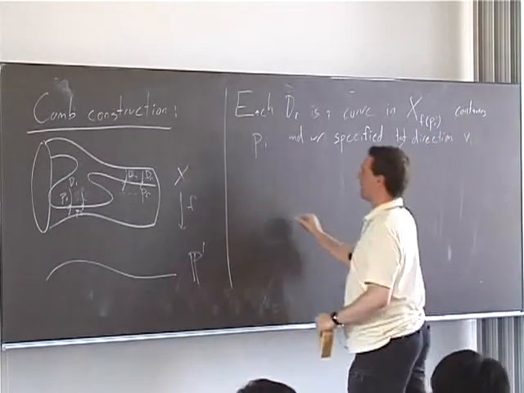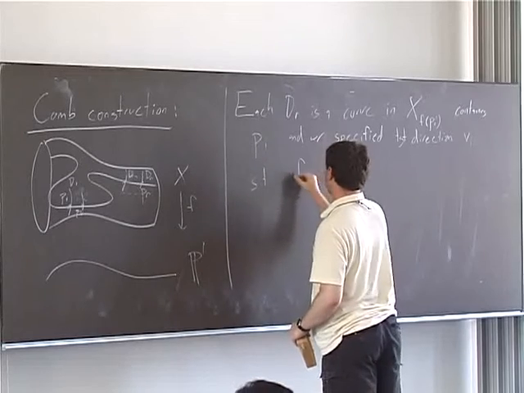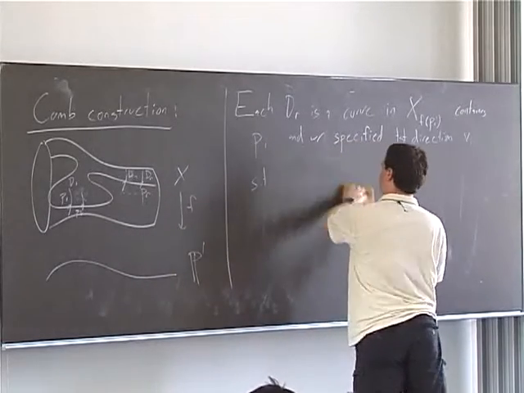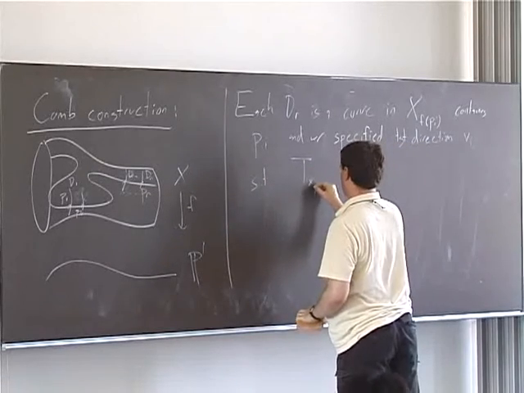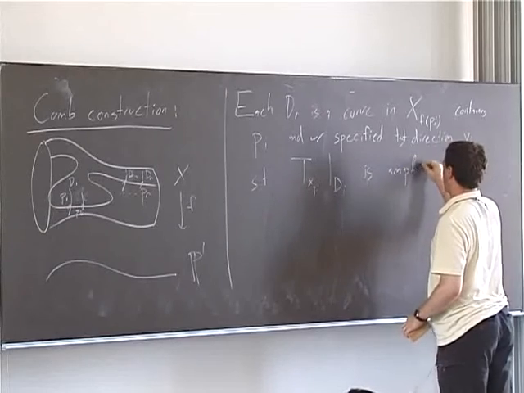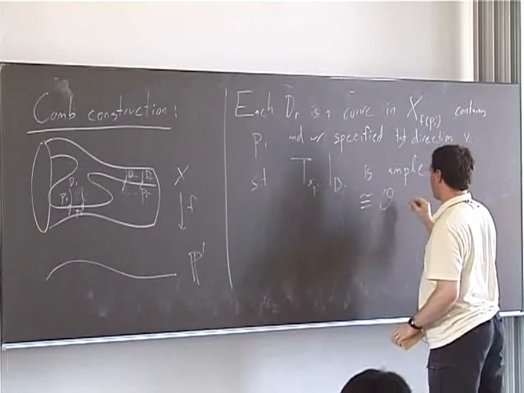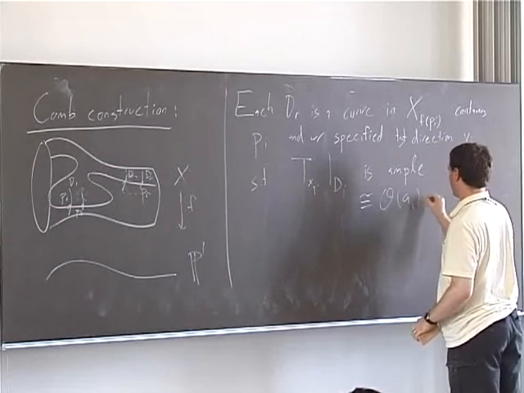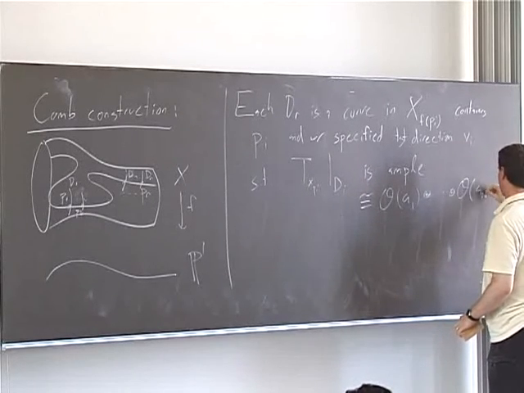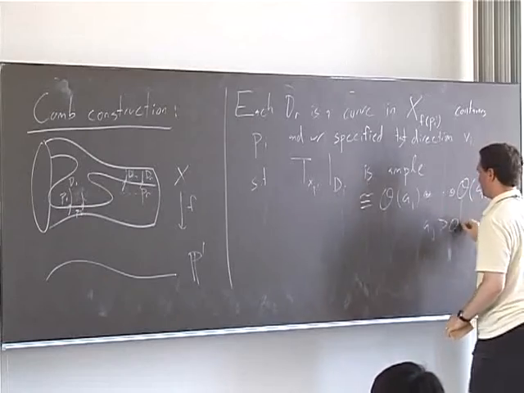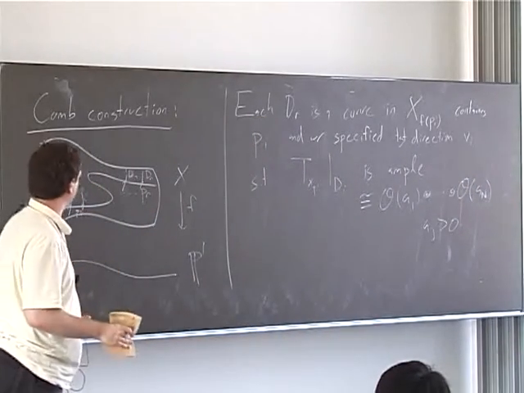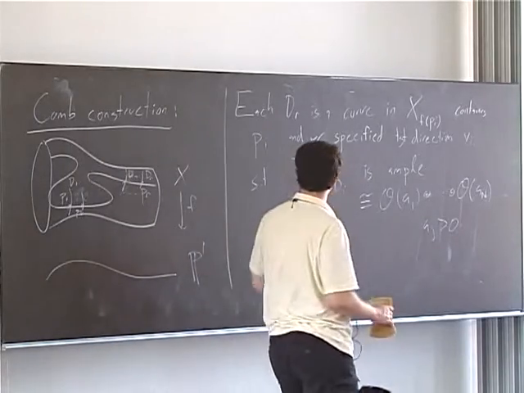Specified tangent direction v_i, such that the pullback of the tangent bundle of the fiber restricted to D_i is ample. Remember, that means that it's isomorphic to a direct sum O(a_1) plus some large number of these guys, where all of these a_j are positive. So every rationally connected variety has very free curves through any point and with any specified tangent direction. So we can find these D_i's.